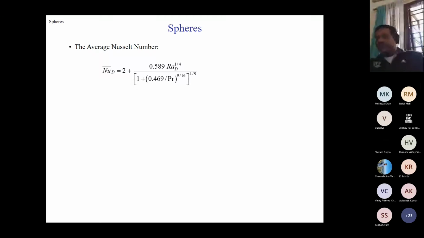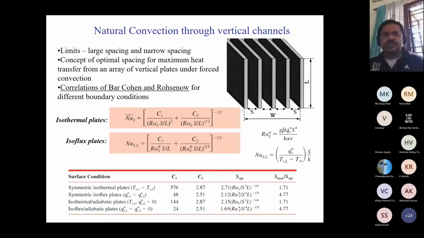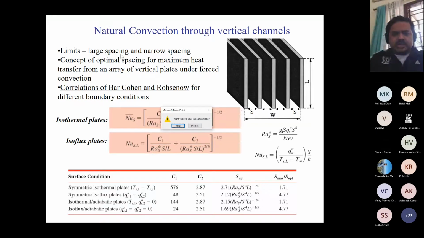Okay, the final thing that I wanted to cover as part of this is flow through vertical channels. Very, very important, because of heat sinks. This is what it is. So let me quickly, sorry, let me end the slideshow. I'll come back to the slideshow again. Ready? Okay.